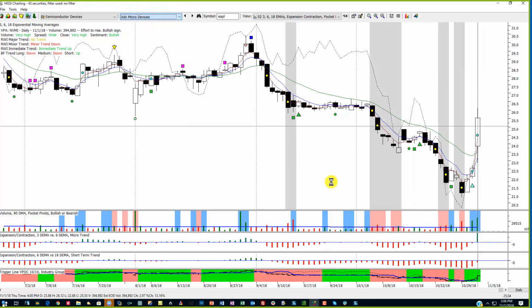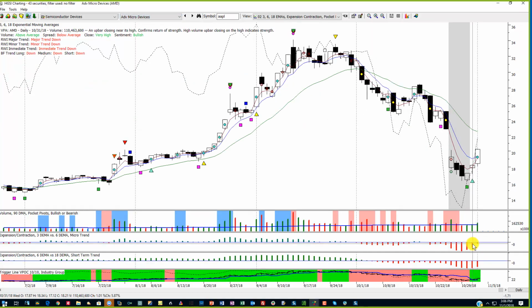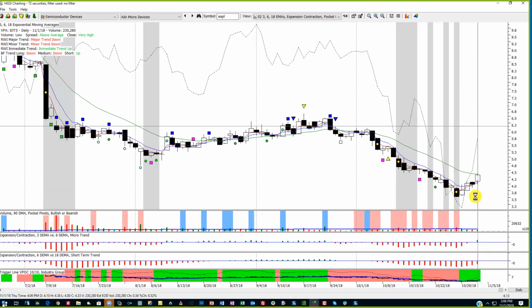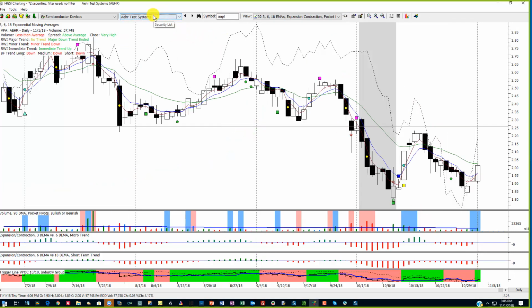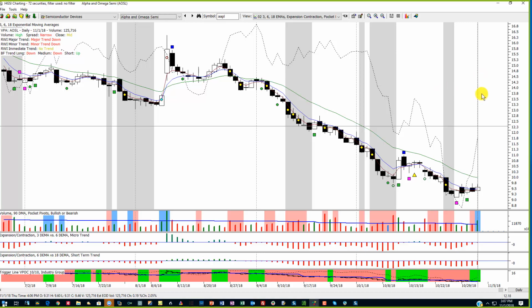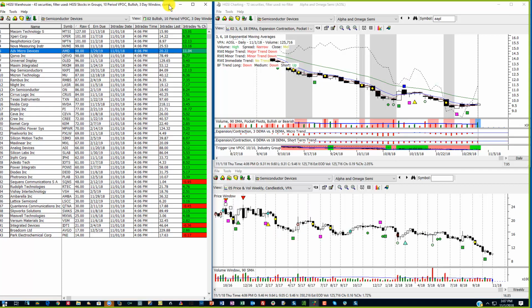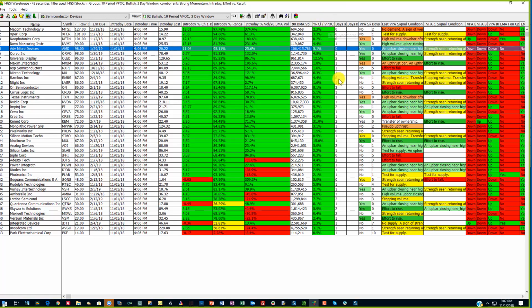Here's Advanced Micro Devices. You can see that the volume point of control turned positive on it yesterday. And there were a couple of VPA flags, 3 VPA flags in a row coming off an oversold condition. Here's another one. But you can see that this is a good scan to find oversold stocks. I'm not going to go through all of them. I just want to point out that when a market is turning, this is a good scan to look at. There are several other things you could do.